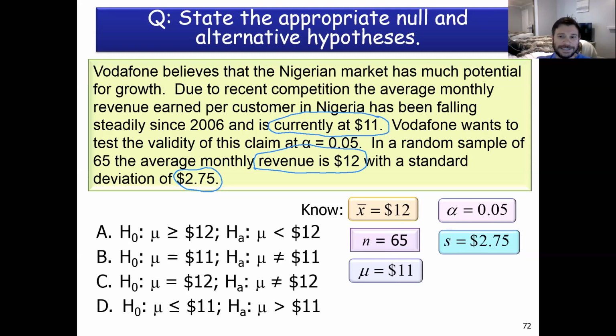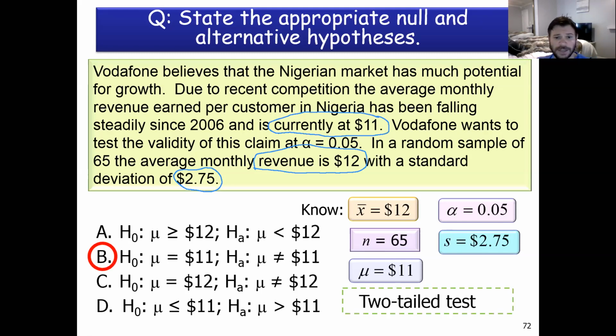But we're actually dealing with a two-sided test in this case. Okay, the claim is that the revenues status quo are at 11, but our evidence suggests that it is different, which means we are testing the null hypothesis in B against the alternative that mu is not equal to 11. So we're using a two-tailed test here. Okay, at a significance level of 5%, and hopefully you remember that's a standard significance level for a two-tailed test.